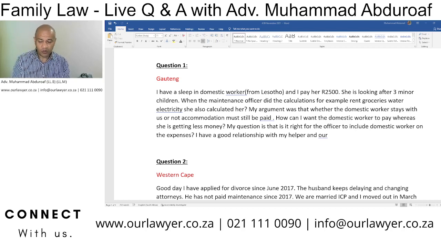So maybe the best thing to do is outline it to them in a spreadsheet. This is how much my bond is, my rental is, whatever the case may be. Whether the domestic worker living here or not living here is exactly the same amount of money I'll spend per month. Therefore, it shouldn't be considered.